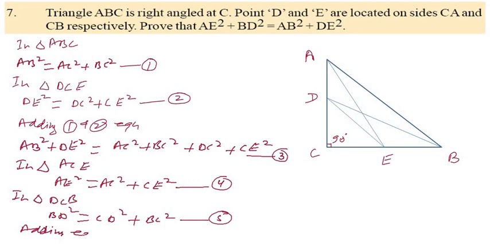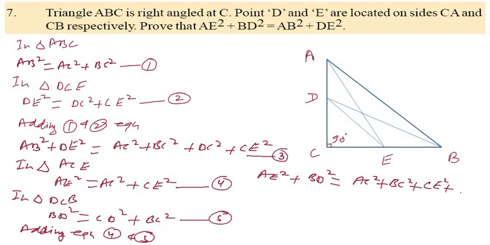Adding equation 4th and 5th, what will happen? You can write here: AE square plus BD square will be equal to AC square plus BC square plus CE square plus CD square. So that is equation 6.